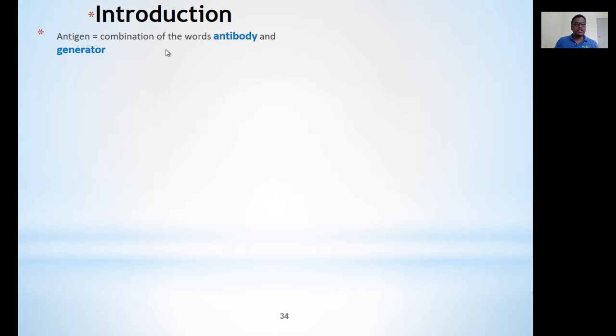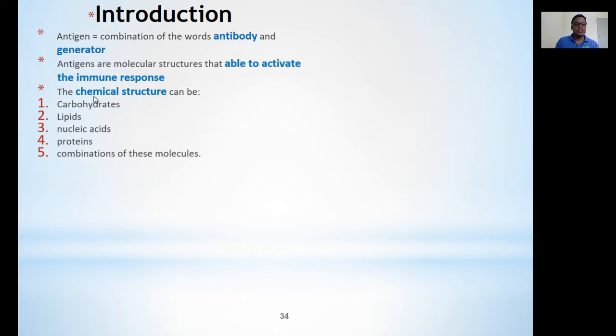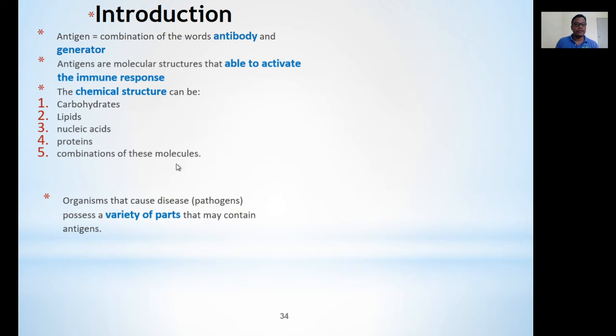Antigen is the combination words of antibody and generator, so now it is called antigen. Antigens are molecular structures that are able to activate the immune response. The chemical structures can be in the form of carbohydrates, lipids, nucleic acids, proteins, or combinations of these molecules.